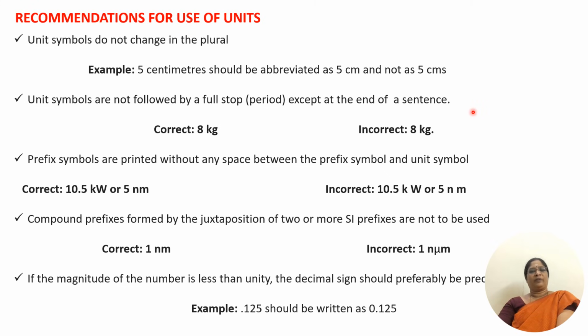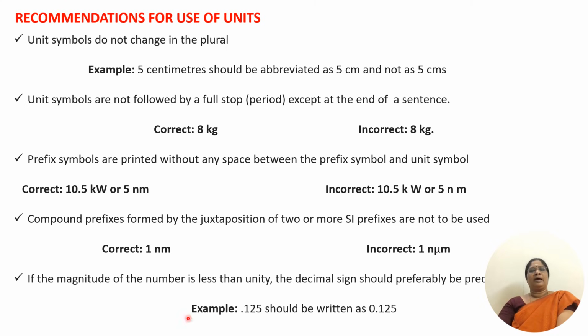And also prefix symbols are printed without any space between the prefix symbol and the unit symbol. So it should be written as 10.5 kilowatt, not as 10.5 kilo space watt. Compound prefixes formed by juxtaposition of two or more SI prefixes are not to be used. So you can write 1 nanometer, but you shouldn't combine two prefixes like nano, micro together before the meter.